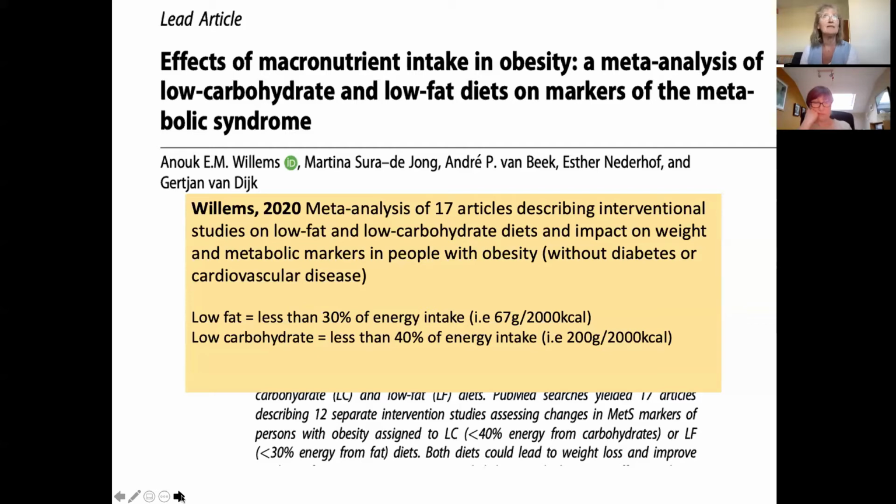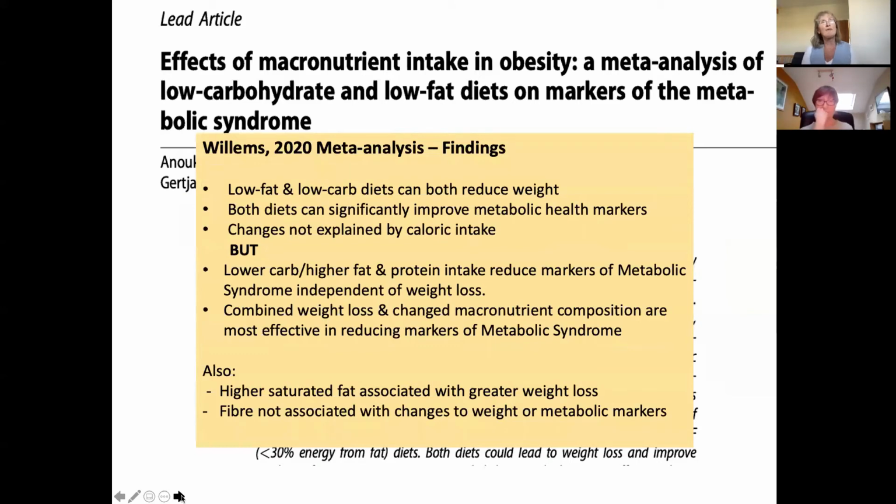So what did they find, having done this meta-analysis? What they found was that both low-fat or low-carbohydrate diets could be effective in reducing weight. And both diets were also able to improve those metabolic health markers that we were talking about earlier. And those improvements were made regardless of the number of calories taken in by the participants. So it wasn't calorie counting, it was purely what was the mix of food in the diet.